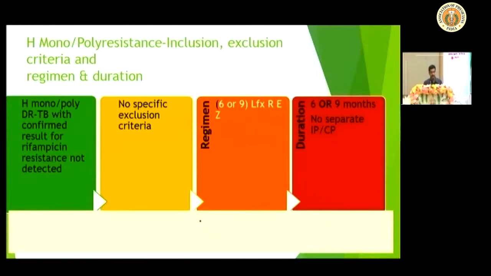This is the regimen for H mono-resistance. There is no IP/CP differentiation. A 6 or 9 months regimen with 4 drugs, just the HRZE DSTB regimen. As INH is resistant, you take out H and incorporate levofloxacin. The regimen is levofloxacin, rifampicin, ethambutol, pyrazinamide for 6 to 9 months. No separate IP/CP.